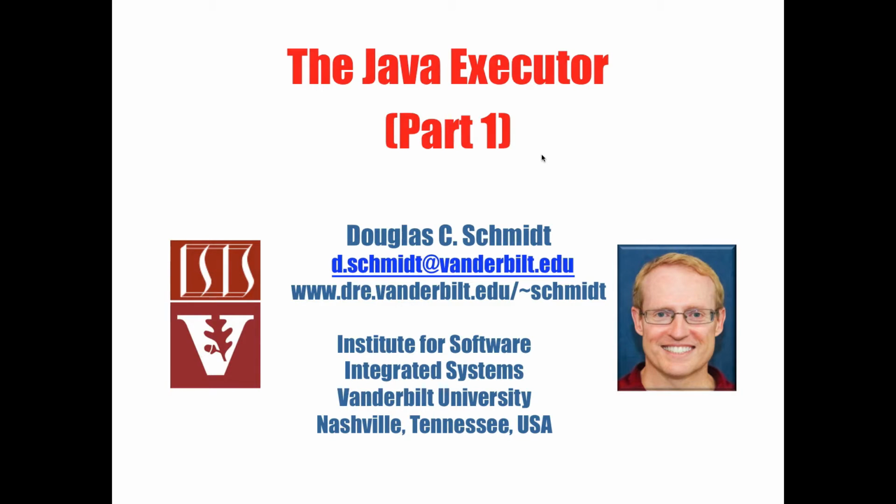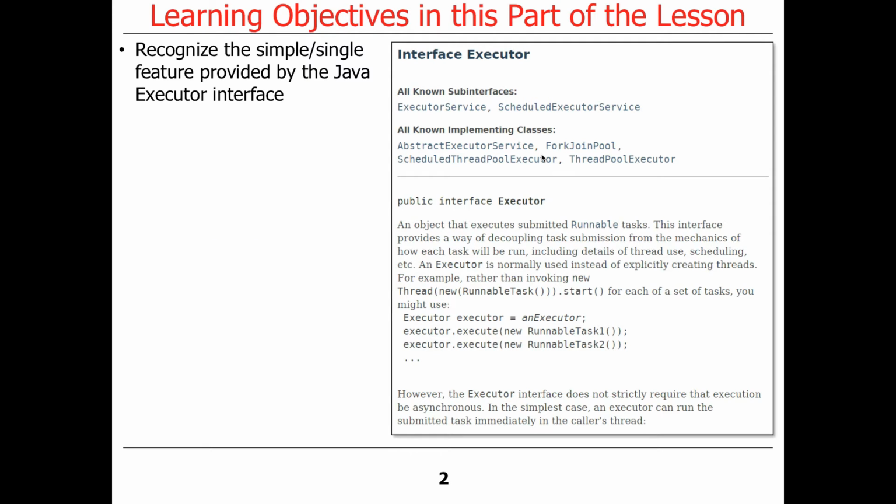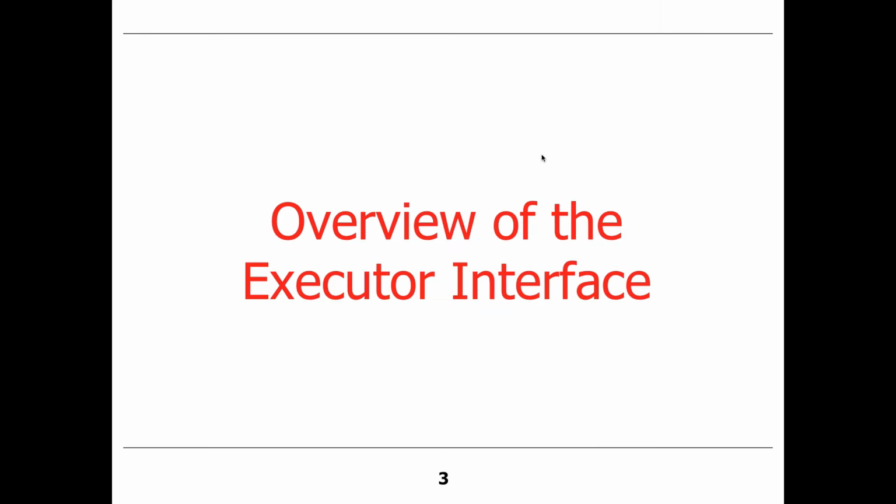Now that we've talked about the executor framework as a whole, we're going to start zooming in on each of the interfaces one at a time, starting with the executor interface, which is mind-numbingly simple, so this won't take very long to go through. What we'll do in this part of the lesson is just talk about the simple and single feature that's provided by the executor interface, and then in the next part of the lesson I'll show you an example that brings it to life and hopefully makes it more interesting.